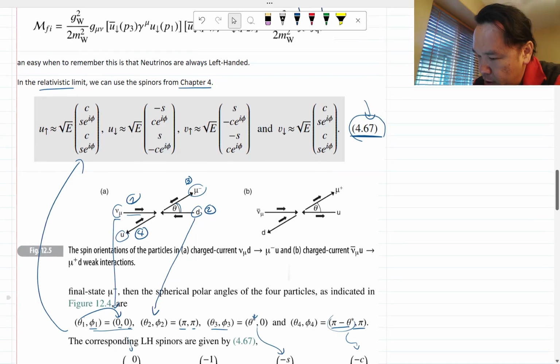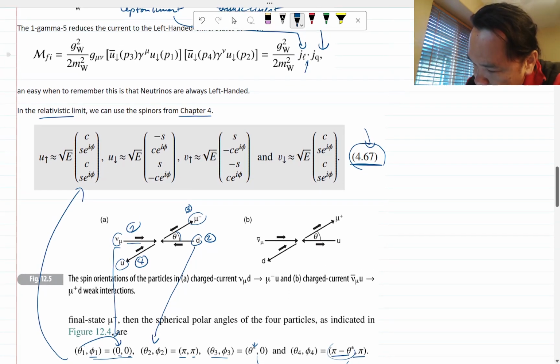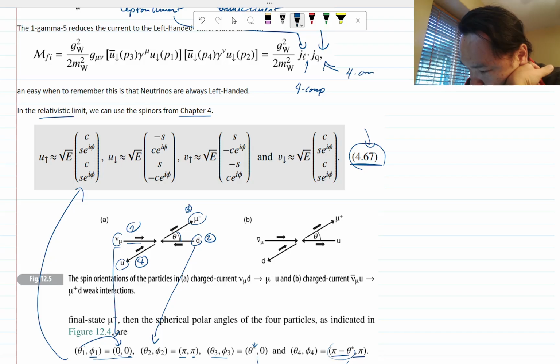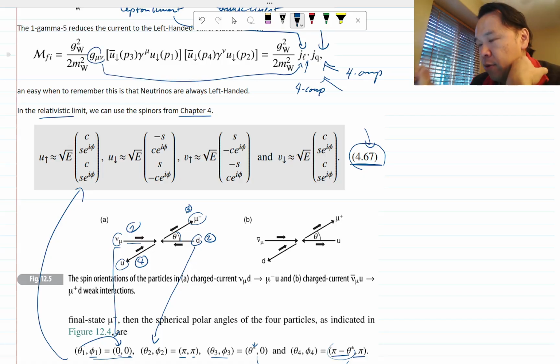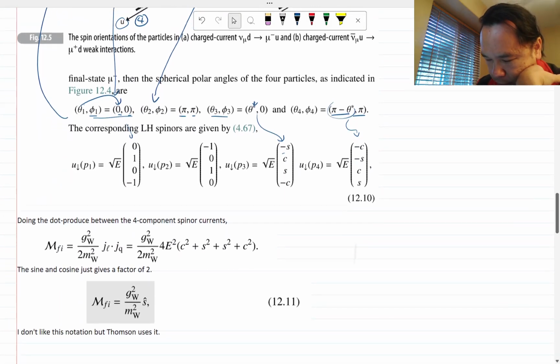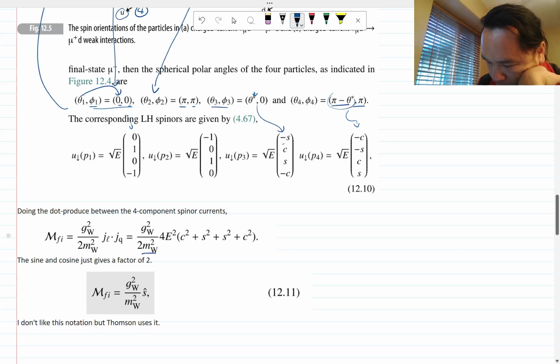So remember, going back up here, right? This is actually a 4 component dot a 4 component, right? And when you do the dot product, you're actually utilizing this g mu nu in order to basically change the spatial component of one of the vectors into negative. Okay, if you do that, what you end up with is basically you get 4 times the energy squared, and then you just have sine, cosine square, sine square, sine square.